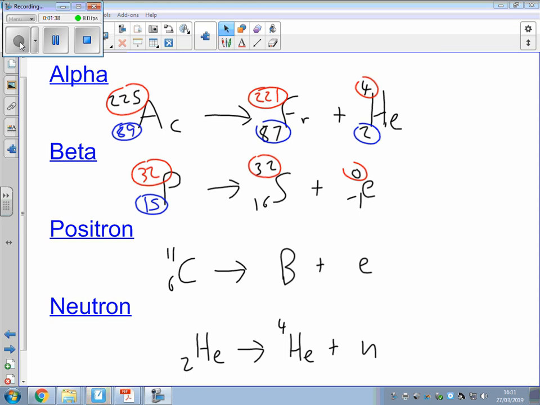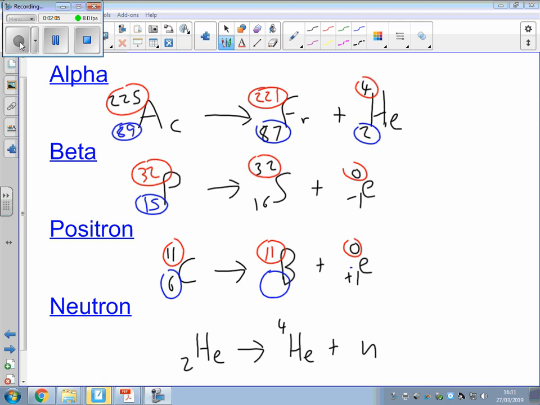With the positron, we know that the mass, again, is going to be basically 0, but it has a charge of +1. So go through each line. So for the masses, 11 has to equal the mass of the boron plus 0, so it's just 11. And for the charges, the bottom row, 6 equals the boron plus 1, that's just got to be 5.